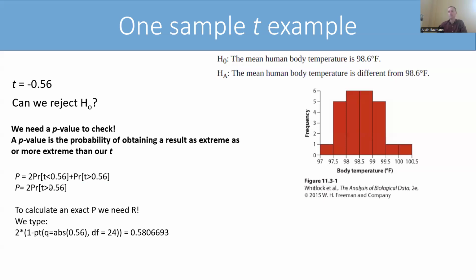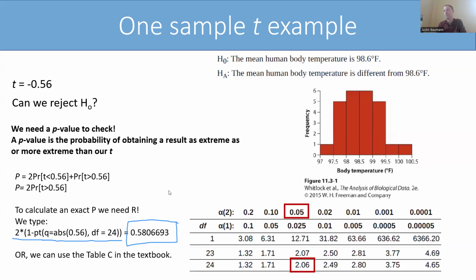Next, we calculate the p, and we need R. To do this, we can type into R, what's 2 times 1 minus pt, q equals abs 0.56, degrees of freedom equals 24. So we're saying, what's the probability of this happening? And we get the probability is 58%, 0.58.